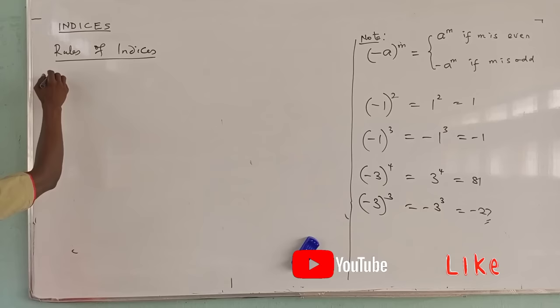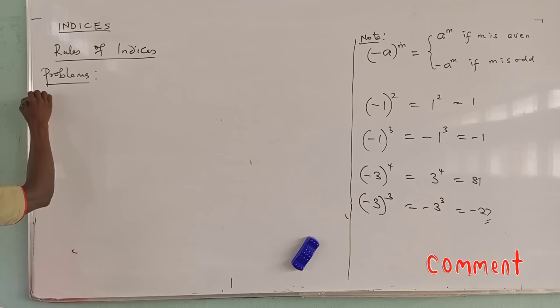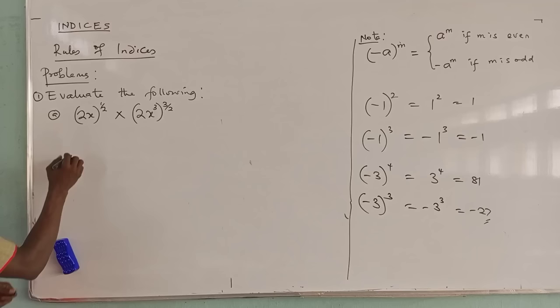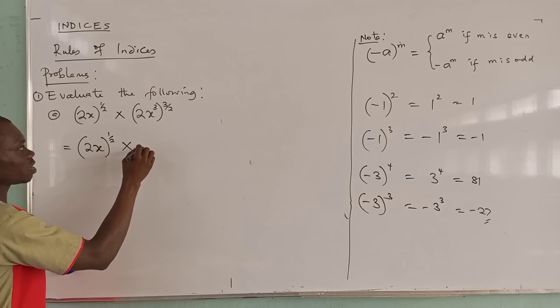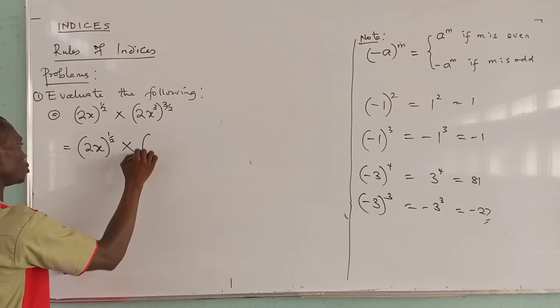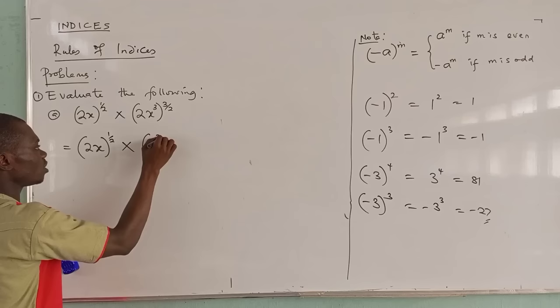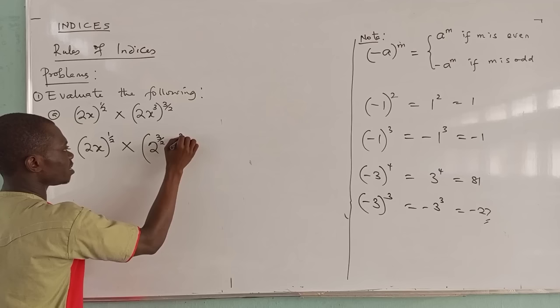Okay, here we have the number one problem, which says, evaluate the following. We have 2x raised to the power half multiplied by 2x raised to the power 3, all raised to the power of 3 over 2. So this is going to give me 2x to the power of half. If I open this bracket, this power will distribute. You remember that power distributes on multiplication. So I'll have 2 raised to power 3 over 2 multiplied by x raised to power 3 times 3 over 2, because that one already has a power.